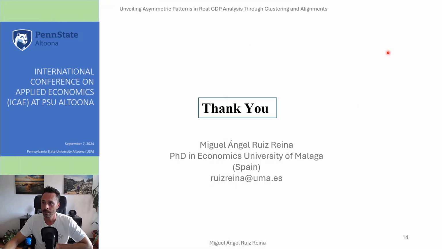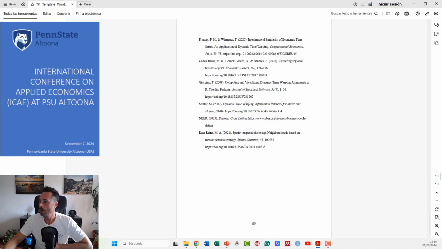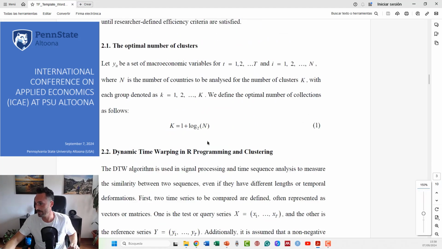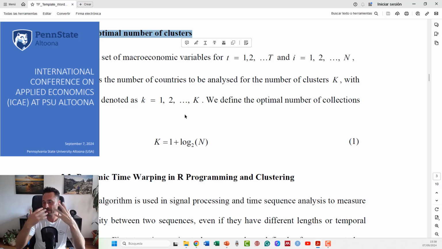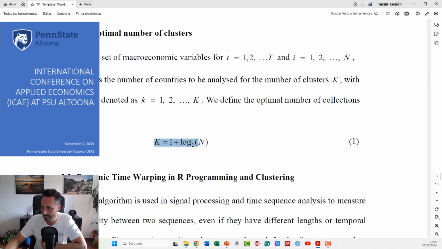I think it's better. Sorry, I will share the paper. The main problem in this type of investigation, or in the literature review, is to select the optimal number of clusters. In particular, they are not very clear in the literature review, and I have developed this short formula that I said before that I published in Computational Economics. This formula helps us to decide the optimal number of clusters. Probably it's not the best, but it's a mathematical solution to our problem.